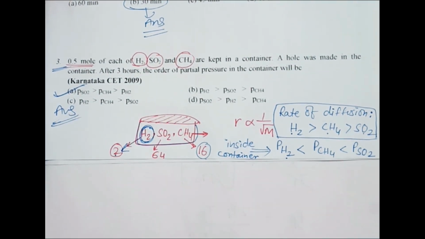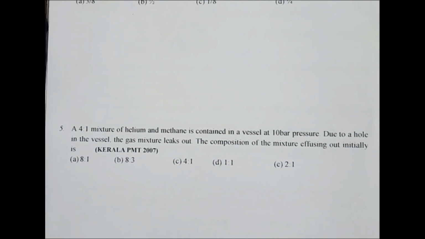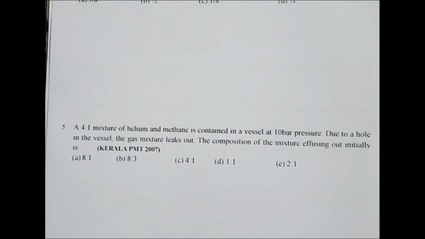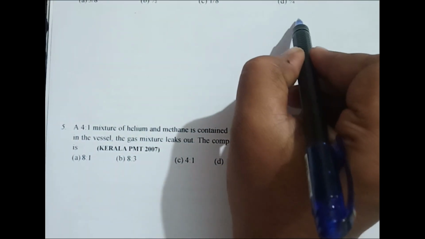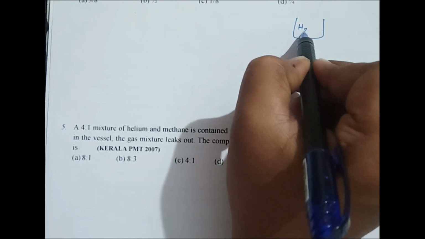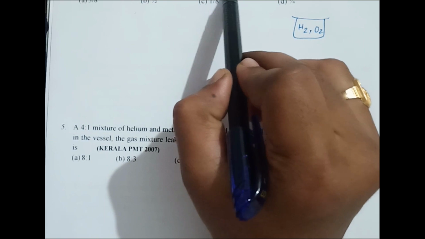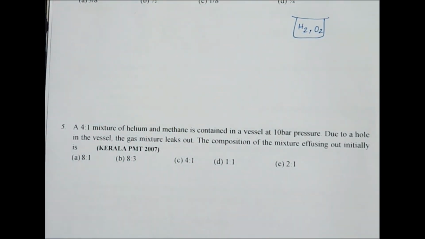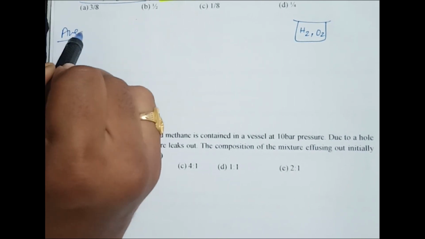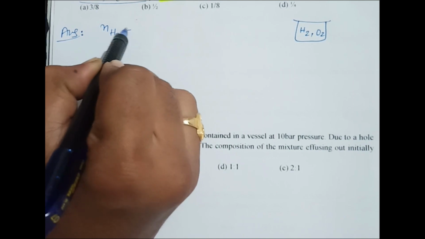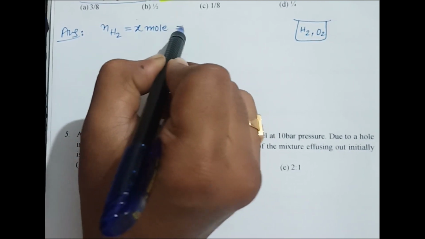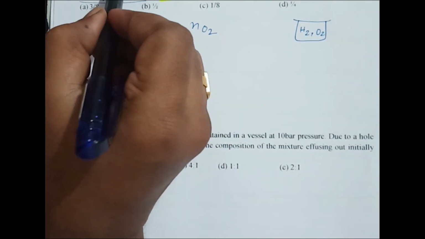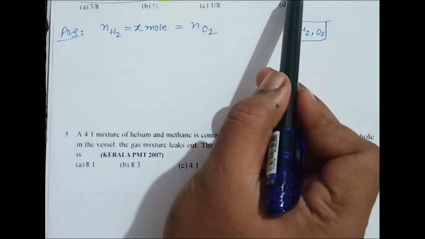Clear? Okay. Now next question, the fourth one, which was asked in NEET 2016. Equal moles of hydrogen and oxygen gases are placed in a container. It means you take a container, and equal moles of hydrogen and oxygen are kept, let us say x mole. What fraction of oxygen escapes in the time required for 1/2 of hydrogen to escape? I'll solve the answer here only. Let the number of moles of hydrogen be x mole, which is equal to the number of moles of oxygen. That is what they said.